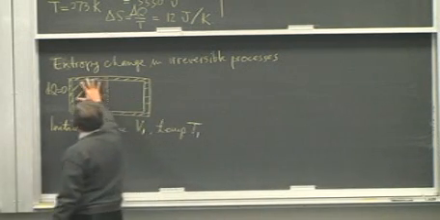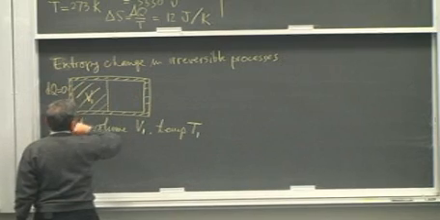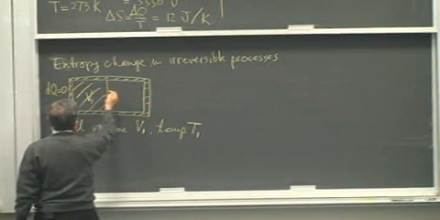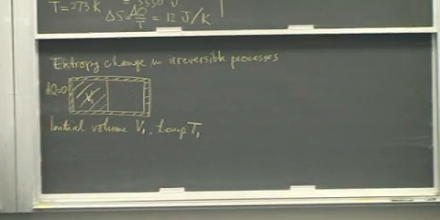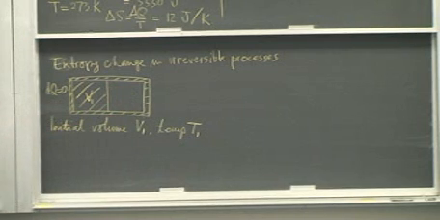We have a gas filling this half of the box, and the box is completely insulated, and we remove this partition, and the gas will fill in the entire box. In the book that you studied, this is called free expansion.